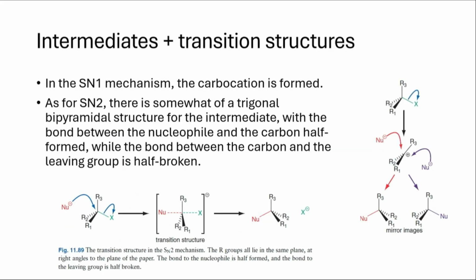So then I want to go over some intermediates and transition structures. So right here, this is our carbocation. Our carbocation here will be our intermediate, and you can see it's planar. As for SN2, there's somewhat of a trigonal bipyramidal structure. So that initial bond between C and X is half broken, and we get a half formed bond between C and the nucleophile. So this is our transition structure of the SN2 mechanism.